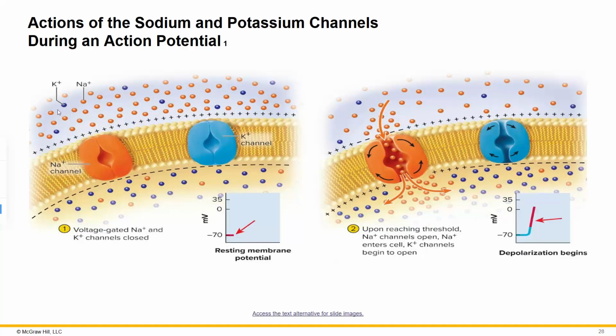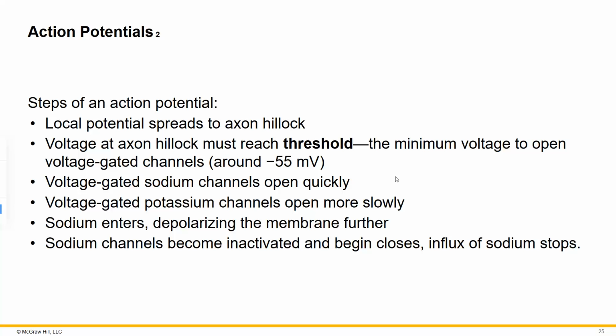So here you can see they're both closed, but if it reaches threshold, and threshold means that there's enough of a charge difference to meet these voltage-gated ion channels, the sodium ion channels in the axon are going to open. Now the potassium ones are going to open slightly, but because these sodium ones open so much, that's going to cause the initiation of that action potential. And that's what is discussed here.